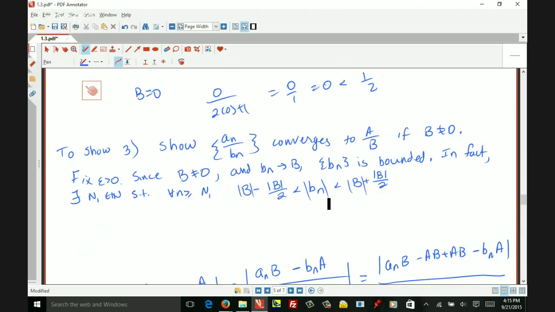I need the absolute value of b sub n. It has to be close to capital B. It has to be less than b over 2 away from capital B. Or I can make it b over 4 or b over 1,000,000. It just has to be close to b. So I know that it has to live in this neighborhood for some infinite amount of time. But what is capital B minus b over 2?